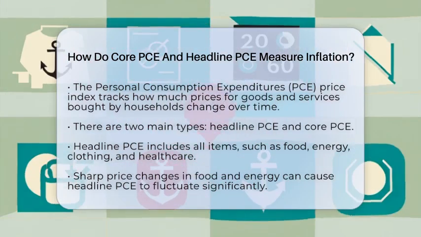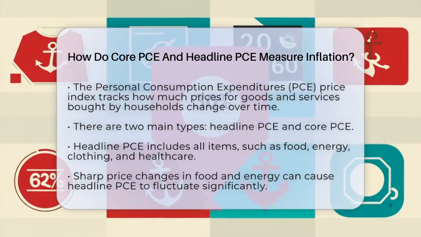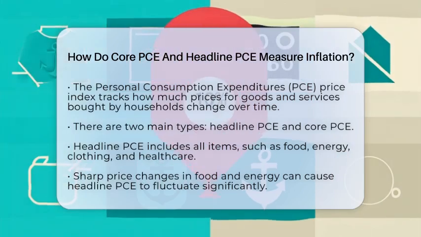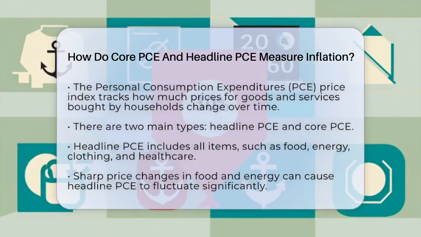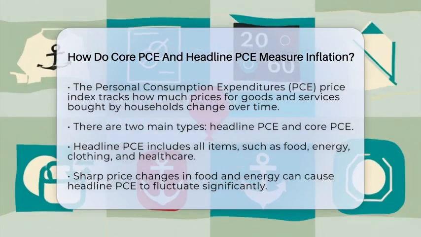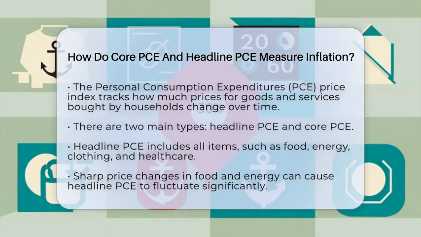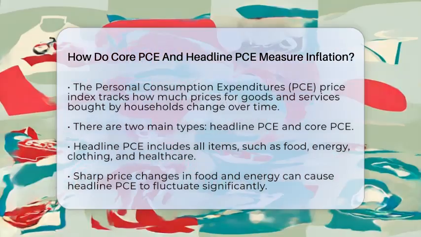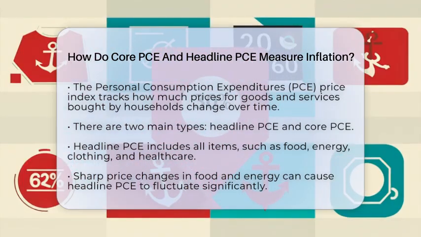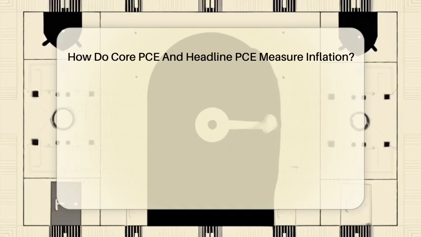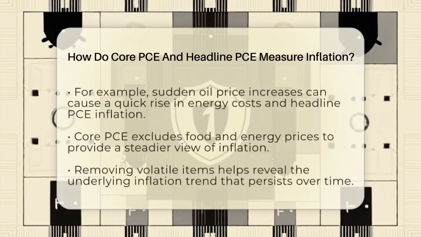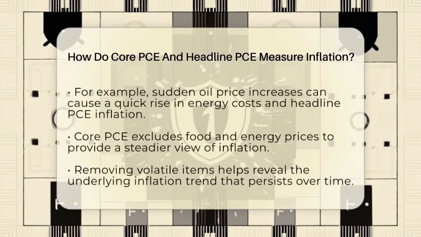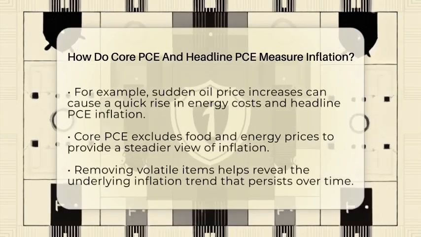Headline PCE includes all items consumers buy, like food, energy, clothing, and healthcare. Because food and energy prices can change quickly due to weather, wars, or other events, headline PCE can show sharp ups and downs in inflation. For example, if oil prices spike suddenly, energy costs rise fast, and headline PCE inflation might jump. This gives a quick picture of how prices are moving for consumers overall.